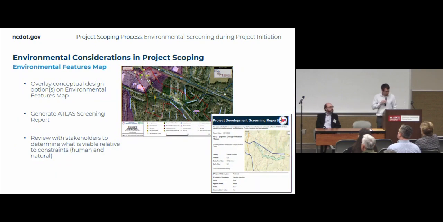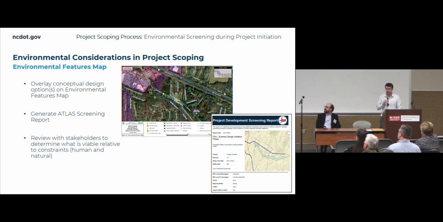And so with regards to the environmental features map, part of our process is overlaying the conceptual design options on an environmental features map, as well as generating an Atlas screening report. And so we review this information with stakeholders to determine what is viable relative to constraints, whether that be human constraints or natural constraints. And so, yeah, we want to review that the concept is fully feasible at this stage.